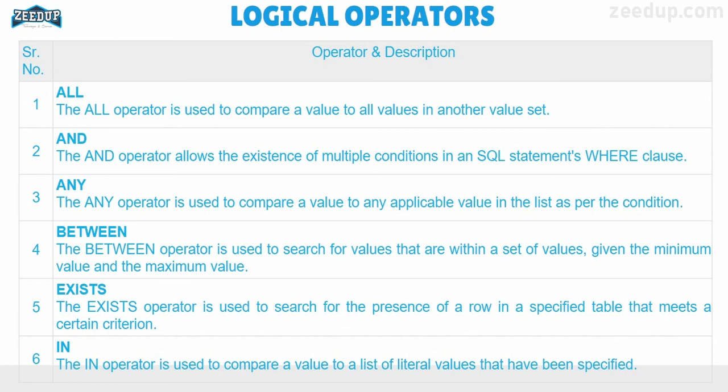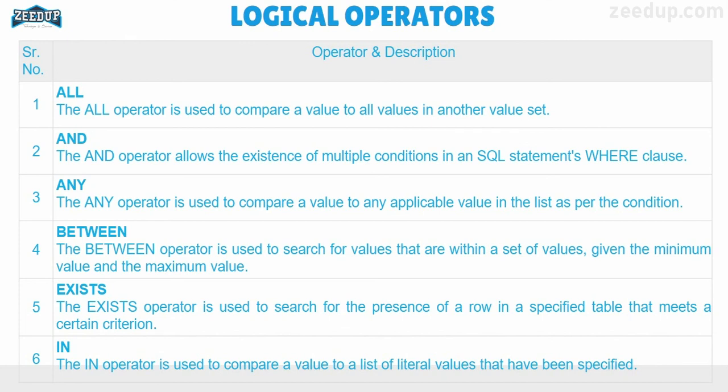So this is where this between operator would be used. Exists is another operator which is used to search whether a condition or a particular value is present in the table or not. If it is present, then the condition is met and we get to see the result. If it is not, then we are not able to see the result.